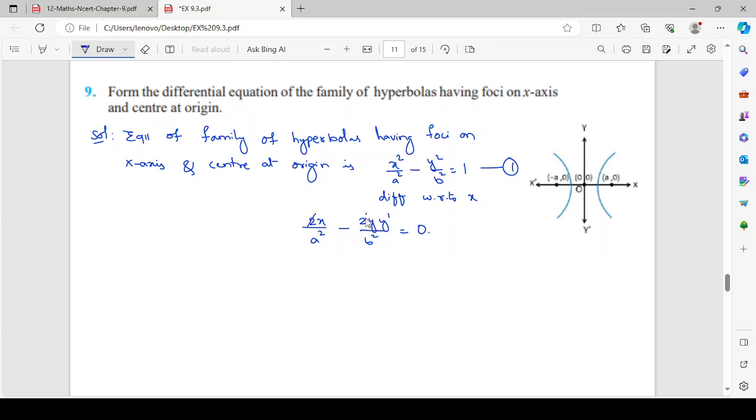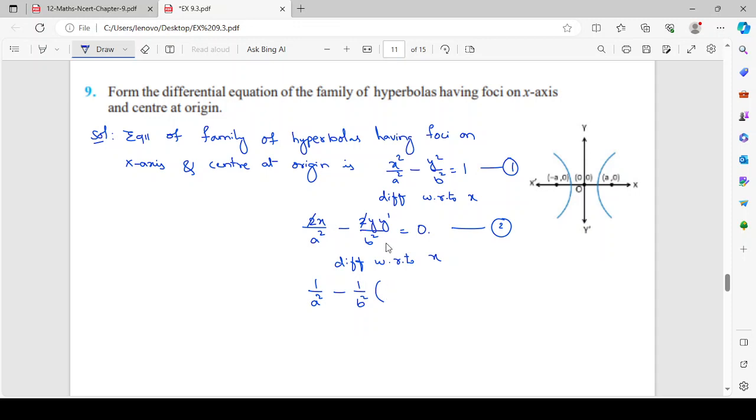Now 2 will be cancelled out. x by a square minus y dash by b square equal to 0. Let us consider this one as equation 2. Again differentiate one more time with respect to x. x by a square, x differentiation is 1 upon a square, minus 1 by b square is a constant.